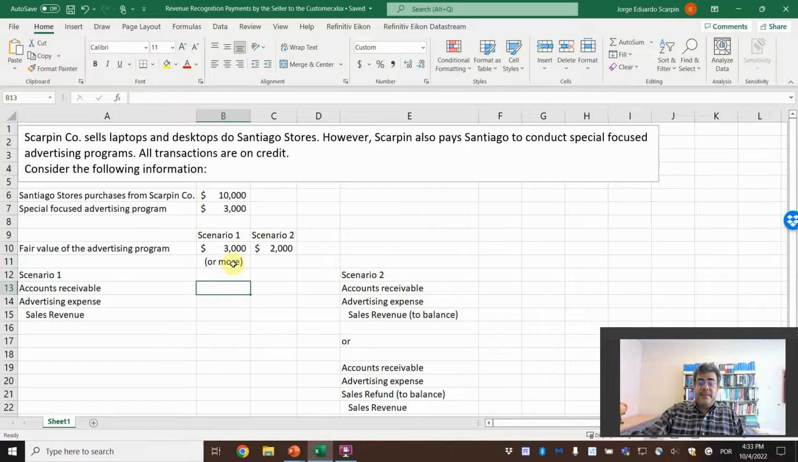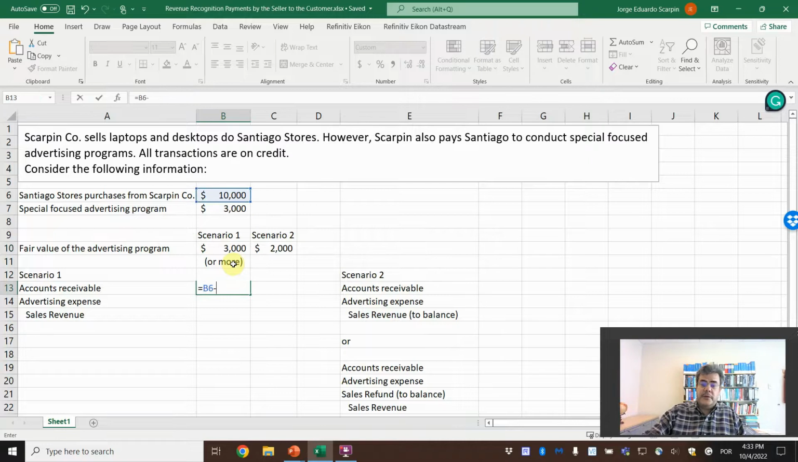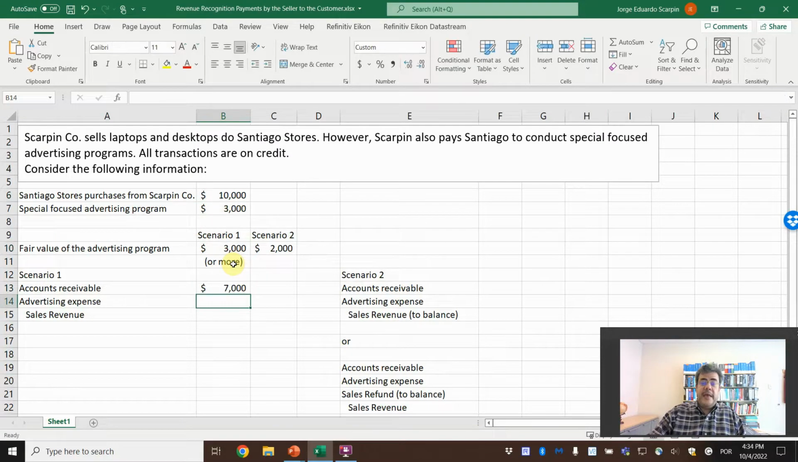That is easy. The accounts receivable will be the net number, so 7. Advertising expense will be 3, and the sales revenue will be 10. We cannot recognize a sales revenue of 7. We cannot go into the net number because there are 2 transactions here. And if they are completely separate, we just create 2 journal entries, one for regular revenue, one for regular advertising expense. The second scenario is more complicated, and that is why accounting is fun.